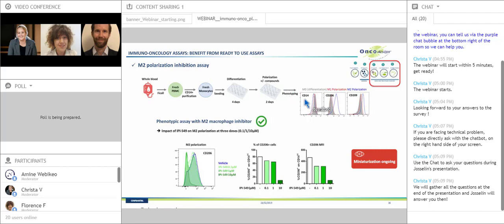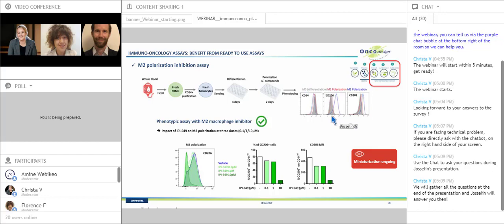The most interesting ones are represented here. It's the CD206 and the CD209, and you can see that when you stimulate the M2 polarization, you have an increase of these two different markers as compared to the M1 polarization and no polarization at all.